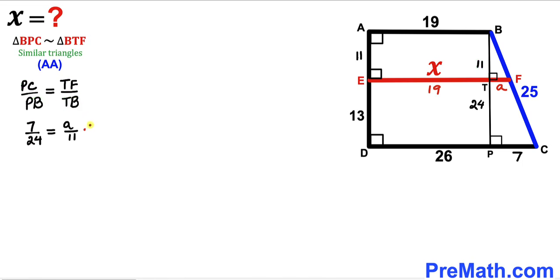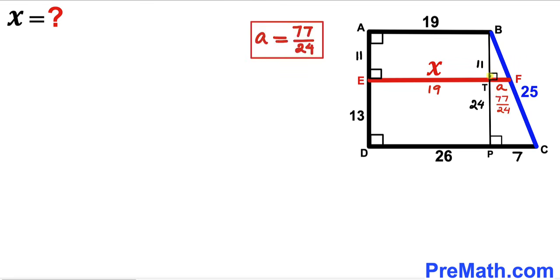Now I am going to multiply both sides by 11 to isolate a. Here we can see 11 and 11 is gone. So therefore our lowercase a value turns out to be, if we multiply 11 times 7, which gives us 77, divided by 24. So thus this segment TF turns out to be 77 divided by 24.